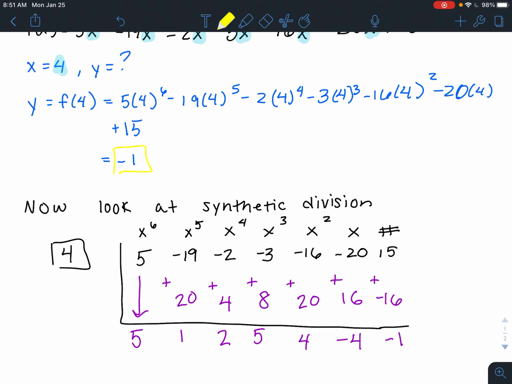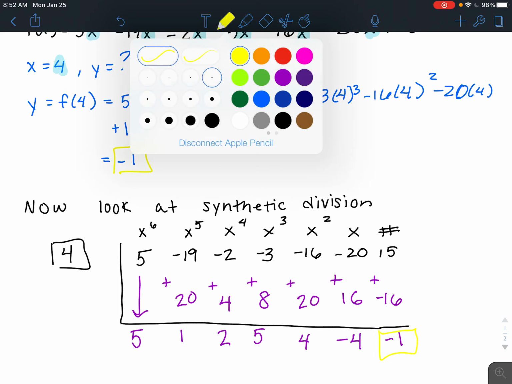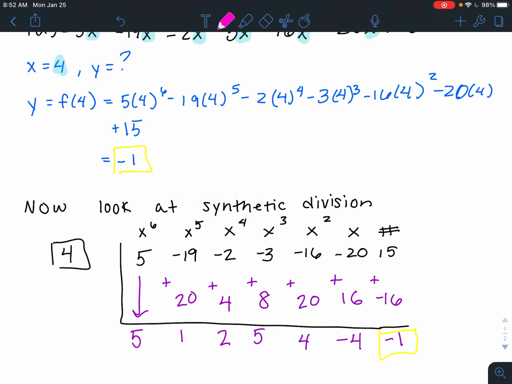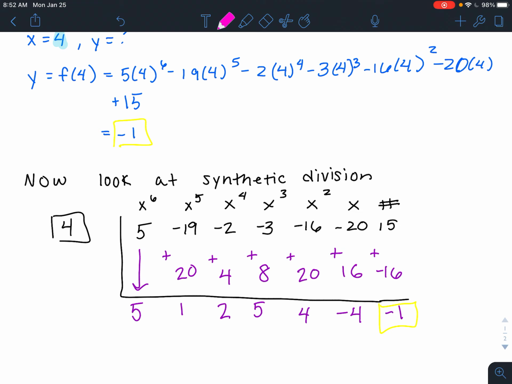Oh, wait a minute. That number at the end, which is the remainder, the remainder is f of 4. Well, that's pretty interesting.